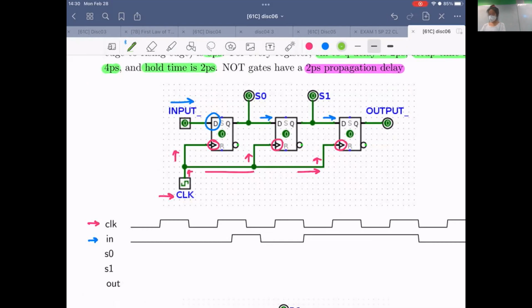For S0, we can see that it gets sampled right here, which is directly the output of the first register. And that's also coincidentally what's going to be fed into the second register. So we know that S0 and this value are the same. Similarly, S1 is sampled from the output of the second register, and that's also what's fed as the input to the third register. So these two values are going to be the same. And then we have our final output right here, which is our final signal.